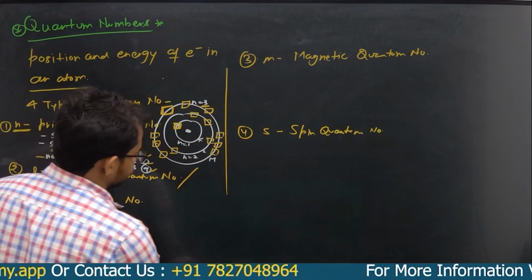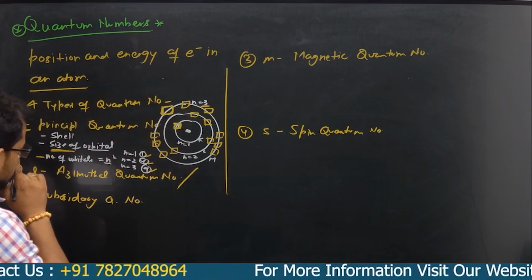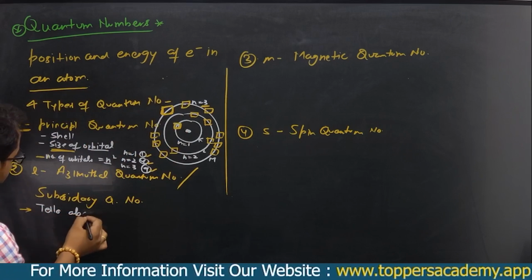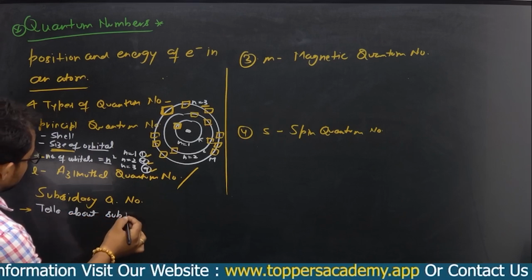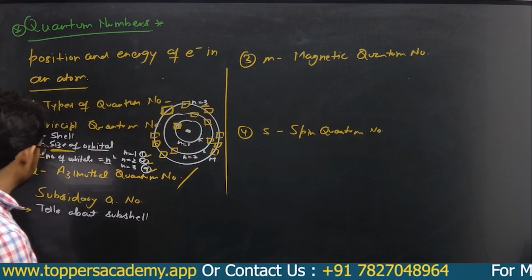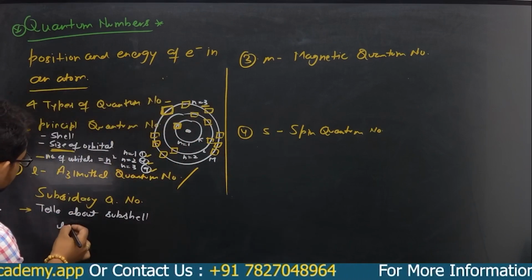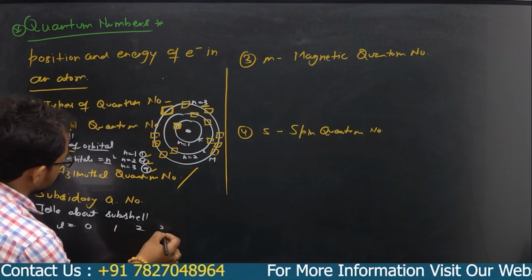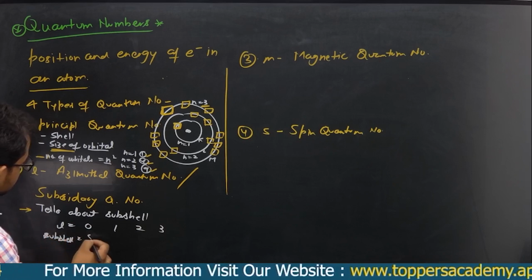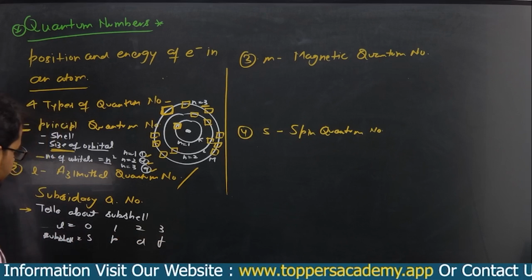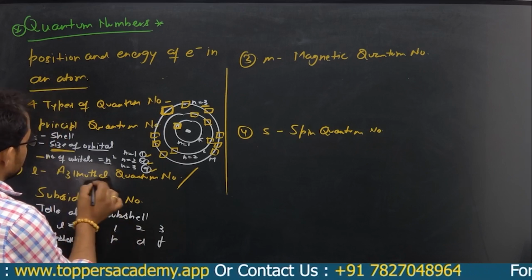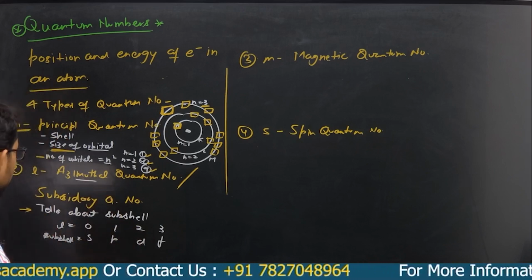So see, the azimuthal quantum number tells about the subshell. It gives information about the subshell. If l is equal to 0, 1, 2, 3, then the subshells will be s, p, d, f. So I am talking about the subsidiary quantum number, that is small l. We call it the azimuthal quantum number also.